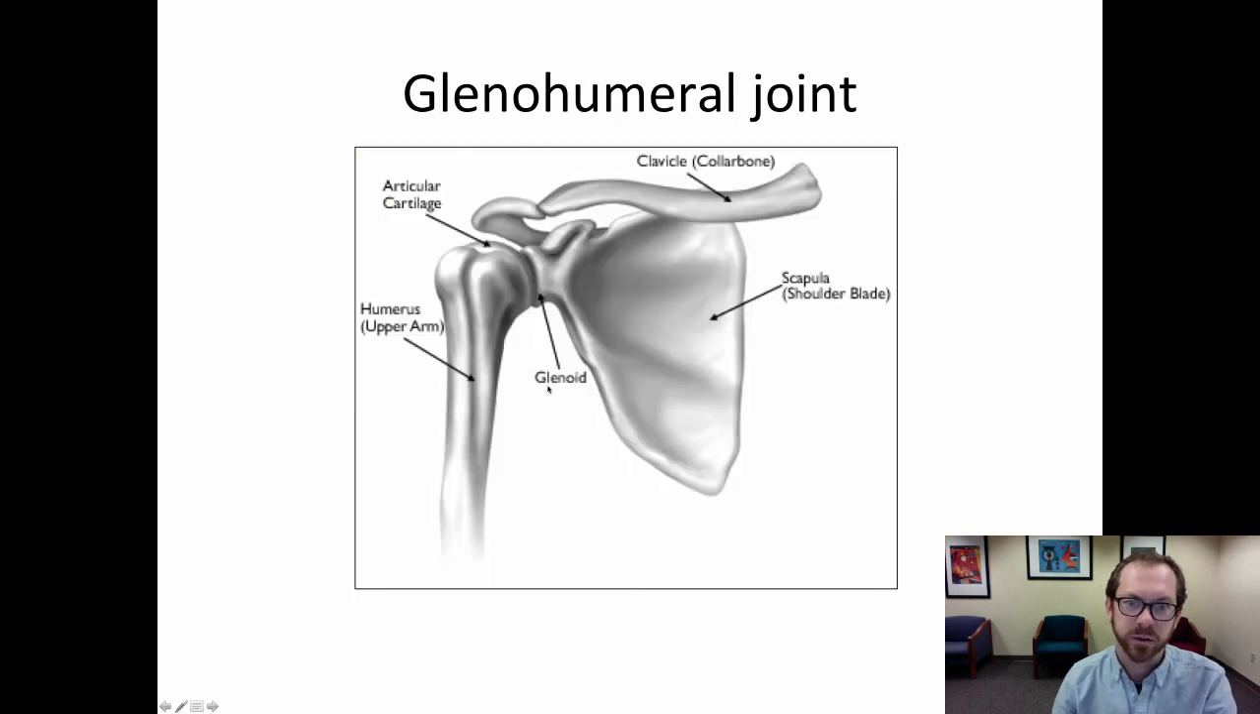Next, we have the glenohumeral joint. We have the glenoid cavity on the scapula, and then the humerus is coming in here on the lateral side of the scapula. And so where these two bones meet, we call it the glenohumeral joint.